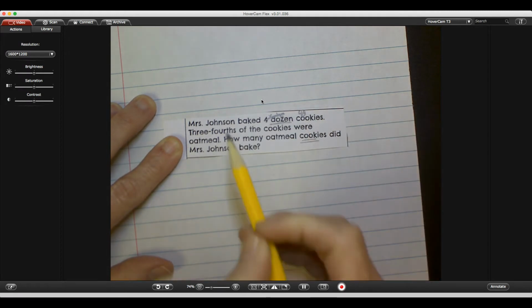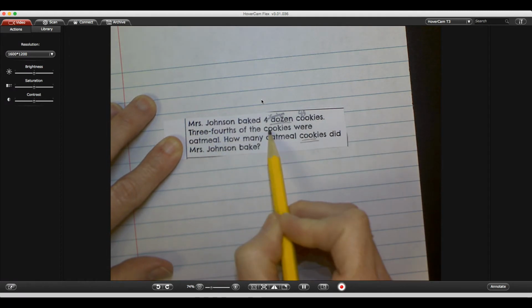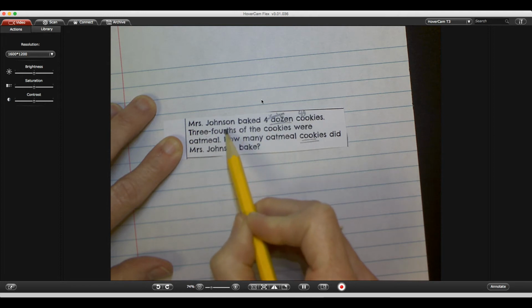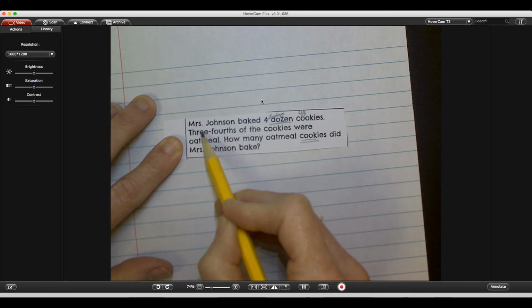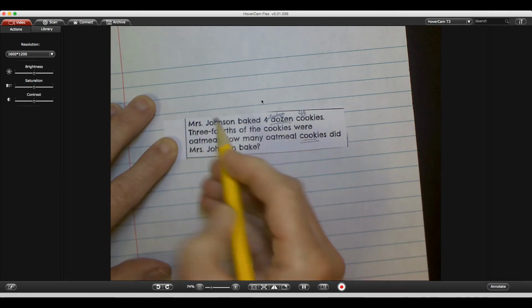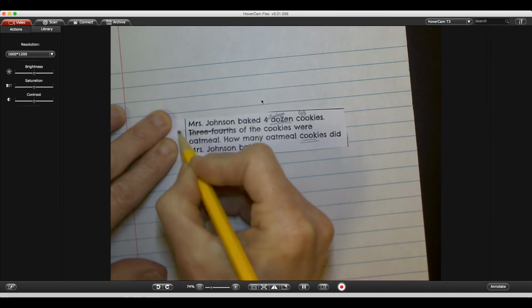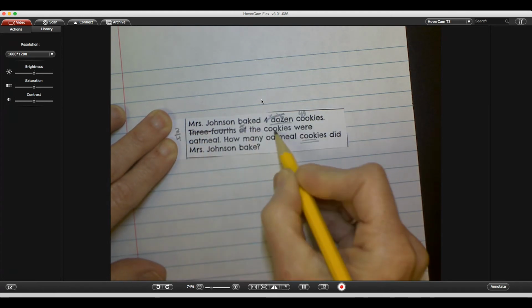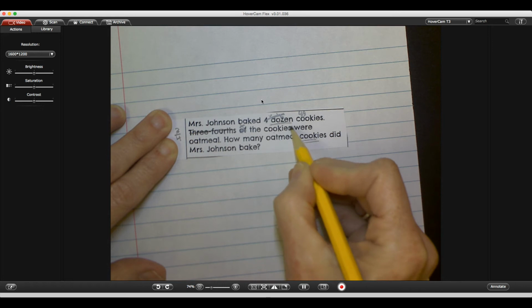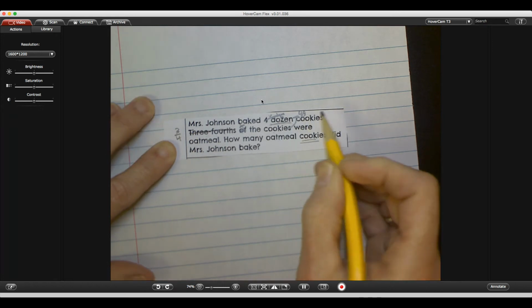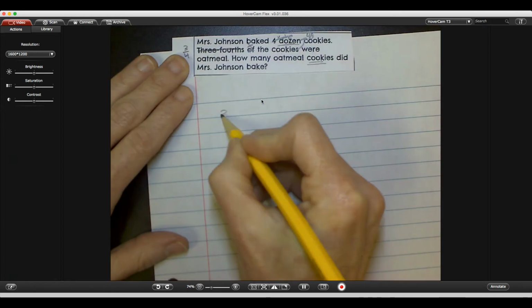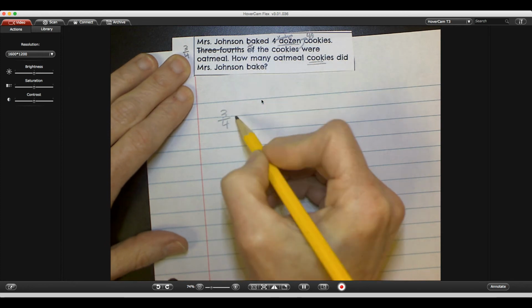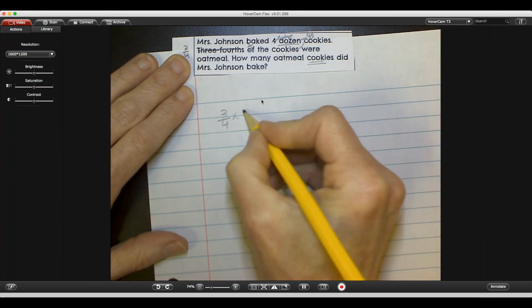Then it says I have 3/4 of the cookies. Well, we know that of with a number in front is telling us that we need to multiply. And 3/4 here is in word form, but it is a number. So I'm going to say 3/4 times the cookies. Well, how many cookies do I have? I have 48. So my equation here is 3/4 times the cookies. Well, I have 48 cookies.